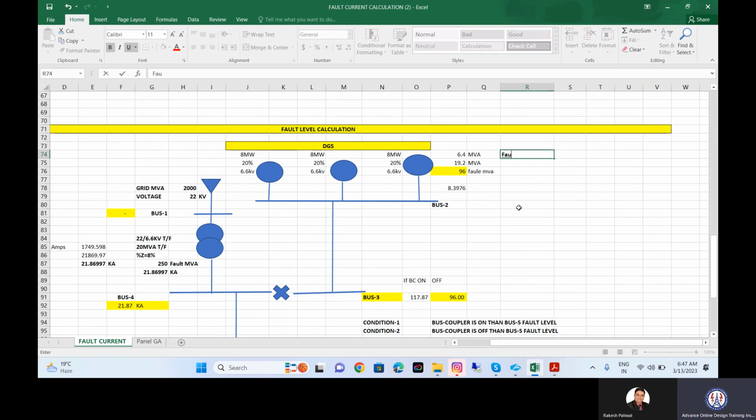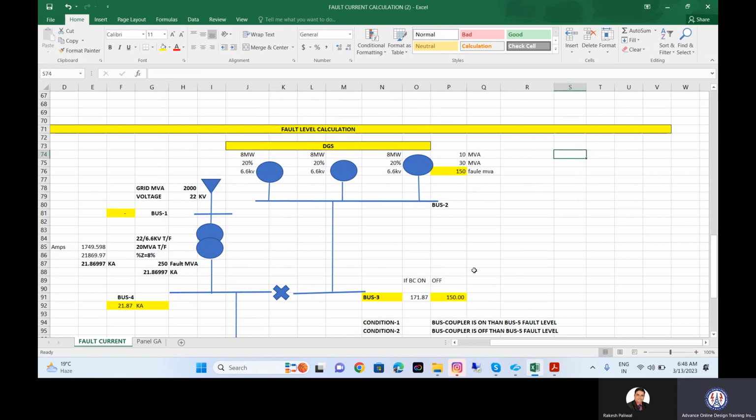So fault MW will be, this is in the megawatt, correct? So I will first calculate this in MVA. So I will divide with the power factor, correct? To get the MVA rating. Power factor for the DG is 0.8. Okay. Yes, sir.